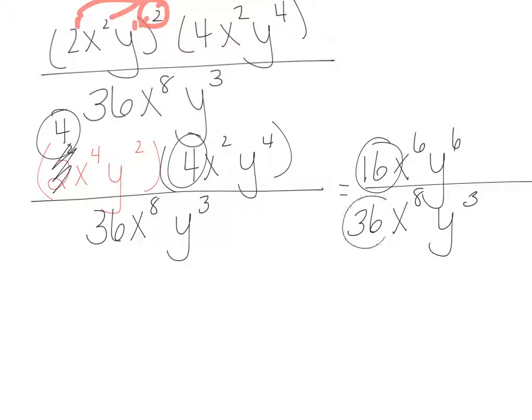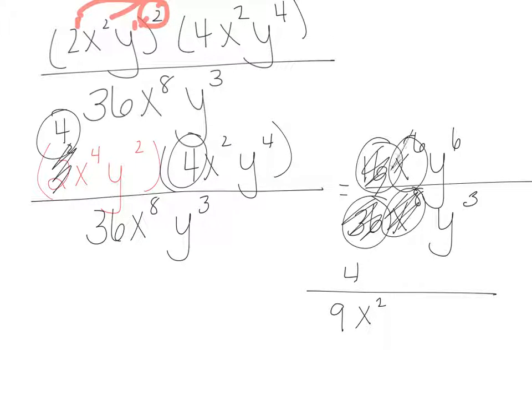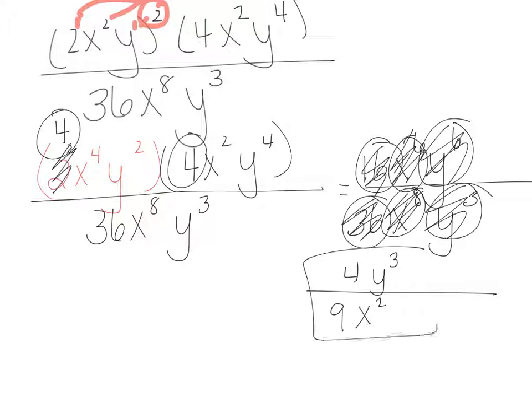So now I have 16 and 36. I'm going to use my calculator. 16 divided by 36, math, enter, enter. I get 4 over 9. My x's end up on the bottom. The exponent is 2. My y's, they end up on the top. My exponent is 3. And I'm done.